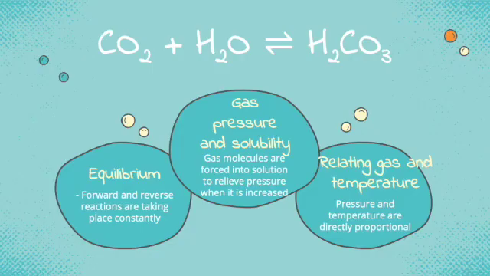The chemical equation for this phenomenon is CO2 plus H2O moves forward to produce H2CO3. We can also note that when a bottle is sealed and this reaction is taking place, the system is in equilibrium, as the forward and reverse reactions are taking place. The solubility of a gas increases with an increase in temperature. The solubility of a gas in a liquid is directly proportional to the pressure of that gas above the solution. If the pressure is increased, the gas molecules are forced into solution since this will best relieve the pressure that has been applied.